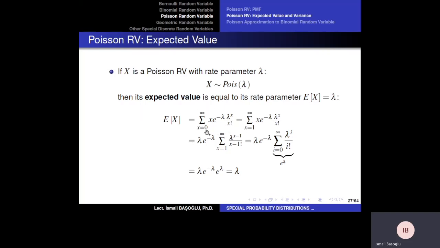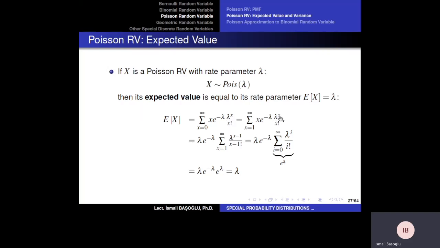However, in this summation, there are infinitely many terms from 0 to infinity. Now, how do we solve this? Let's do this trick. When X takes the value of 0, this product is going to be 0, and it is not going to be effective in the summation. So we start the sum from 1. And if this summation starts from 1, then you can see that in the numerator, lambda to the power x, there will always be at least 1 lambda value. So it is going to be a common multiplier, and this common multiplier, lambda, can get out of the summation.